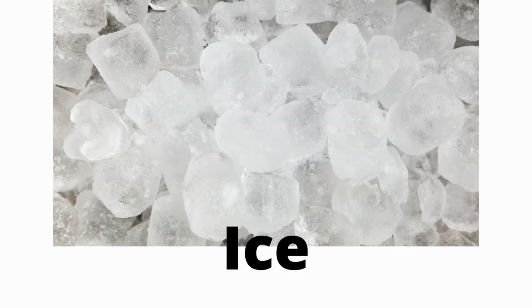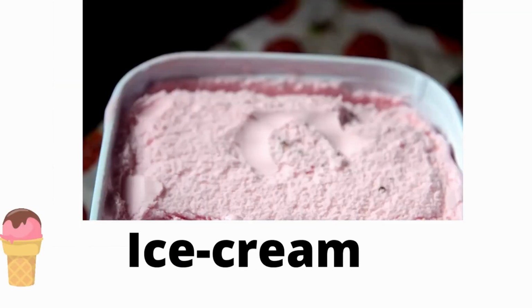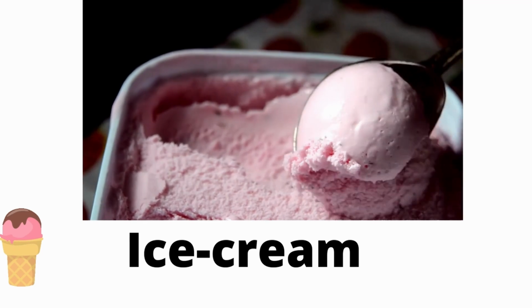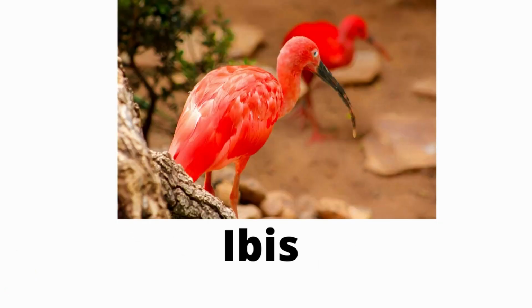Do you want to find out what our letter of the day is, friends? Well, take a look. Our letter of the day is the letter I. I for ice. I for ice cream. I for ibis. I. Yes, and that's a wonderful letter, isn't it? Did you learn some new words? Yes, and can you also think of some words that start with our letter of the day? Yes, there are lots of words that start with our letter of the day, right?